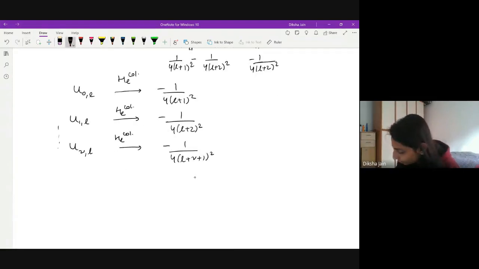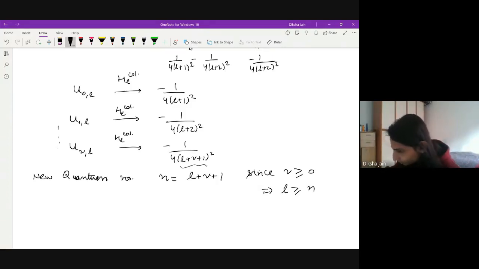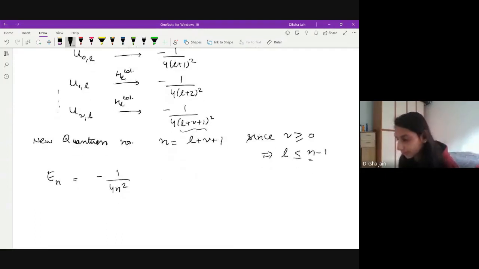And now let me define a new quantum number n, which is equal to L plus nu plus 1. Since nu is greater than or equal to 0, this implies L is less than or equal to n minus 1. This is basically the principal quantum number of the hydrogen atom. So in terms of n, the energy En is given by minus 1 over 4 n square. If you remember, this is the energy of the hydrogen atom. It goes as 1 by n square. It just depends on the principal quantum number n, and the L quantum number takes values from 0 to n minus 1.